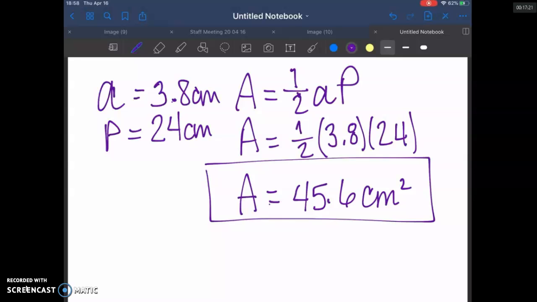Hopefully that helped you. You will not need all of those steps for all of these problems, but sometimes you will need all the steps. Sometimes you will just need some of them. Sometimes they're going to give you the perimeter, or a side length, or the apothem length, so you won't have to go and find them like we did in this video. Sometimes they won't, and you'll have to find it all.